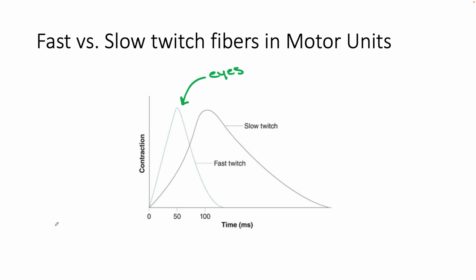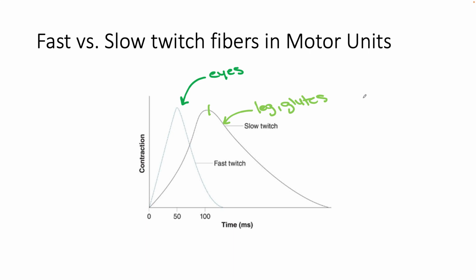Whereas the slow twitch are a little bit different. Slow twitch would be something like your big, long leg muscles, or maybe the glutes. They take a while to contract. And when they do contract, they're not that powerful. And they stay contracted for a long, long time. Look at how slow the slow twitch ones contract. They don't get to full contraction till about there. By that time, the fast twitch fibers are already done.